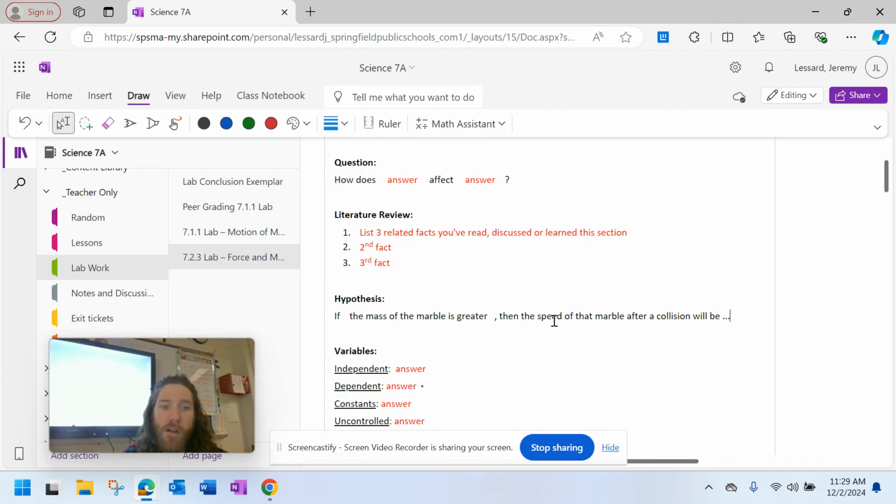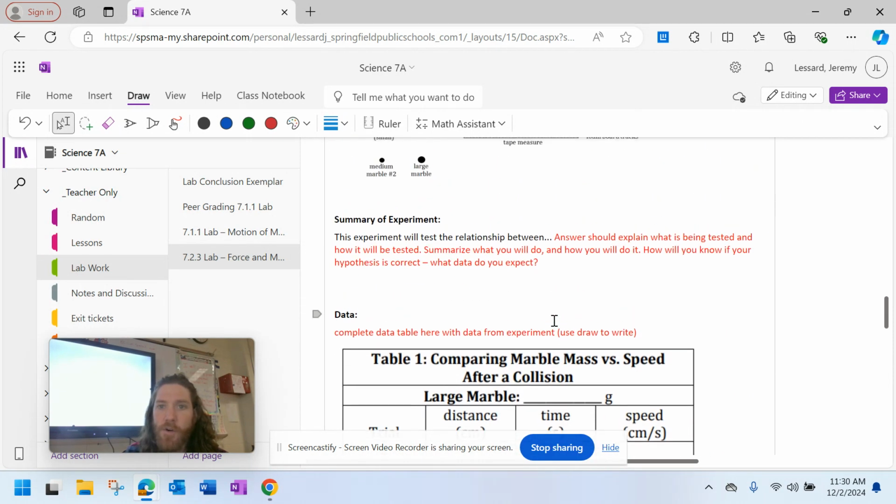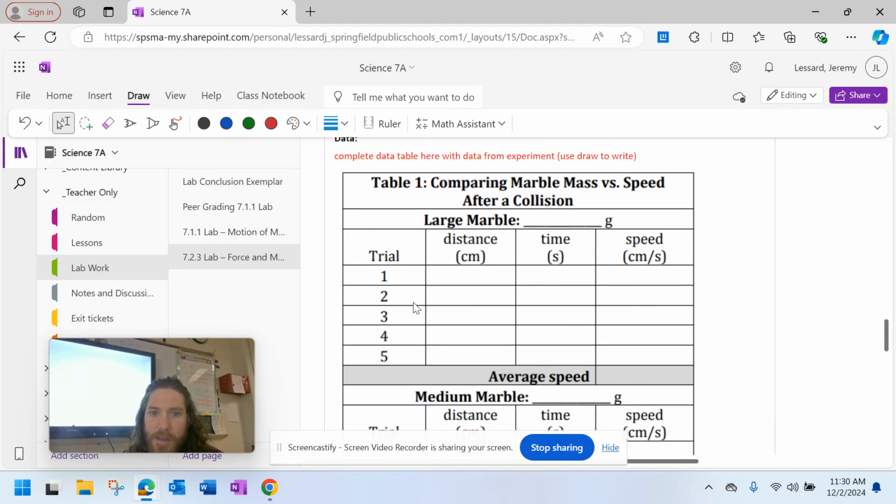And once you've done all that, you're going to go on down to the summary of experiment, where you're going to explain the answers to these questions, right? You're going to tell me what you're testing, how you're going to test it. You're going to summarize basically what you're going to do and how you're going to do it. So how are you going to know if your hypothesis was correct? What data would you expect to find if your hypothesis was proven correct? And if your hypothesis was not proven, what data would you see?